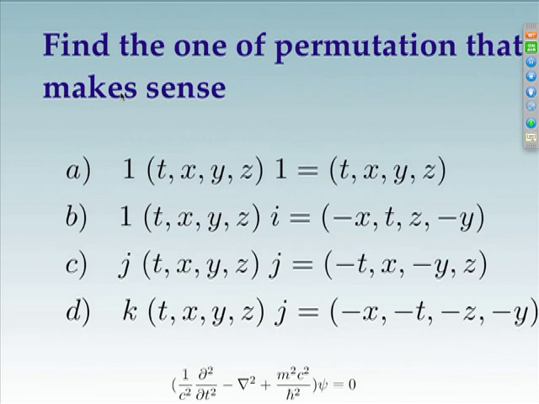Find the one permutation that makes sense. We've got A, where you start with TXYZ and end up with TXYZ. Whereas in B, if I just hit it on one side by a factor of I, I end up with minus X, T, Z, minus Y.